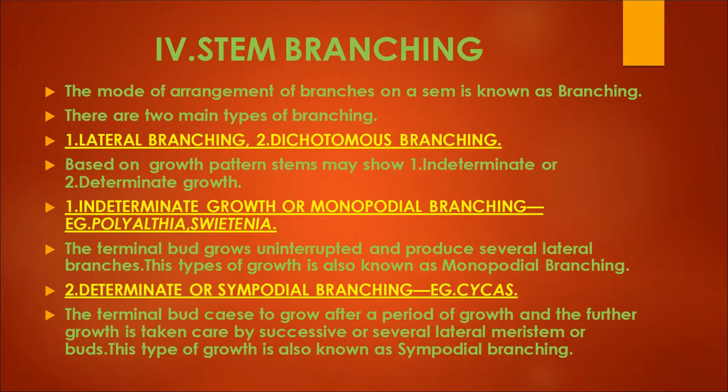Whereas in the determinate or the sympodial branching, example Cycas, the terminal bud will cease to grow, it will not grow after some period, and further growth will be taken care of by the several lateral meristems or buds, and this type of growth is known as sympodial branching.